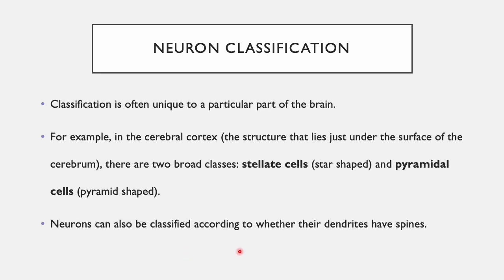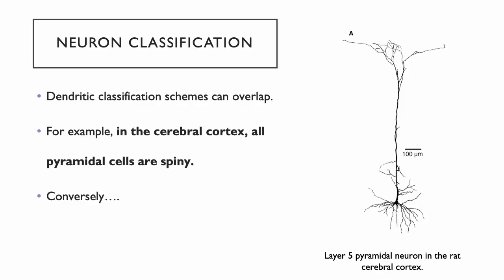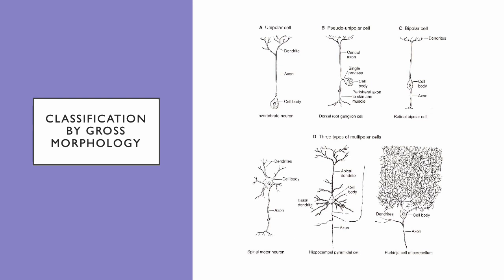Neurons can also be classified according to how many dendritic spines they have and the length of their axons. Those neurons that are spiny are called spiny neurons, and those who do not have dendritic spines are called aspinous. So let's learn more about the actual dendritic classification schemes. In the cerebral cortex, there are pyramidal cells, meaning they have this pyramid-shaped soma. And in the case of the layer of cells in the cerebral cortex here, all of the pyramidal cells are spiny, meaning they have dendritic spines. Conversely, stellate cells can actually be spiny or aspinous.